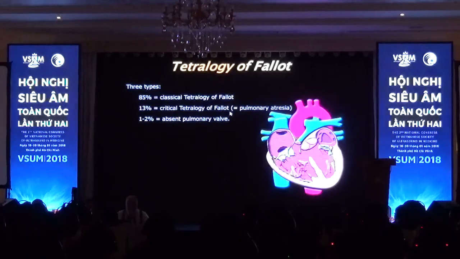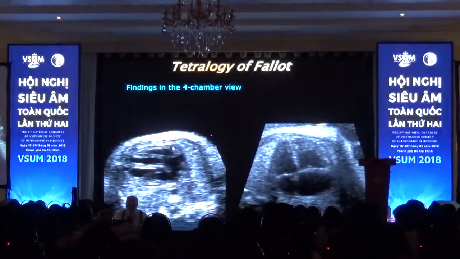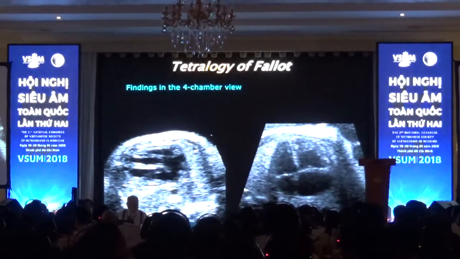Now, don't be disappointed if you do an 18-week exam and you make this nice diagnosis of tetralogy of Fallot, and when the baby is born, he does not have tetralogy of Fallot. Instead, it has pulmonary atresia with ventricular septal defect. Well, you didn't make a mistake. This is just a normal evolution of the disease. The tetralogy of Fallot has evolved into the pulmonary atresia with ventricular septal defect. And then less commonly, you will have an absent pulmonary valve, and I'll show you the difference when we have finished this segment here. So what's abnormal in this 4-chamber view here?